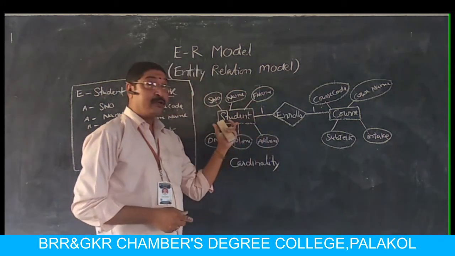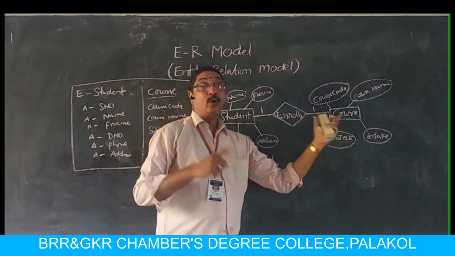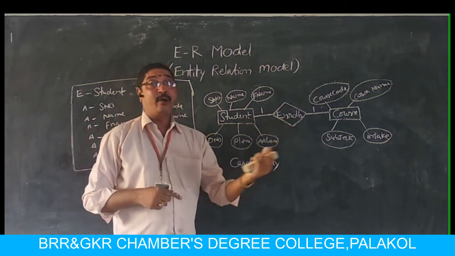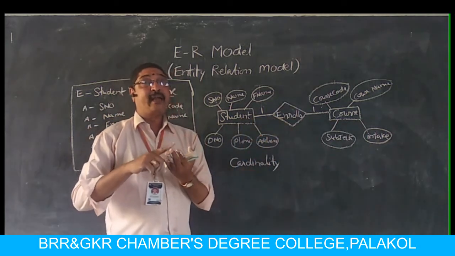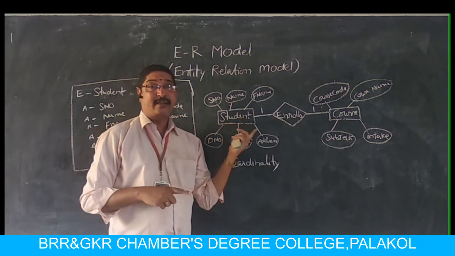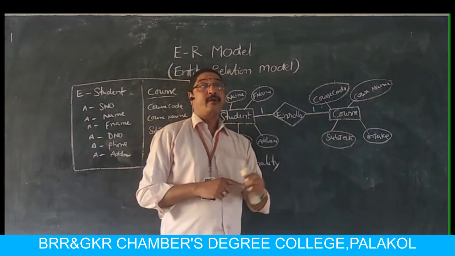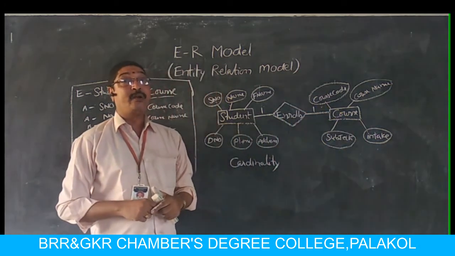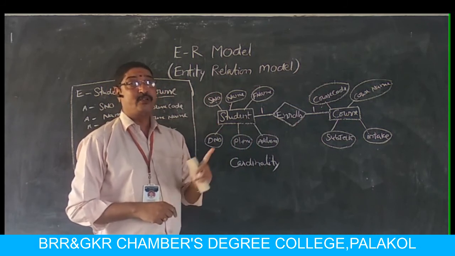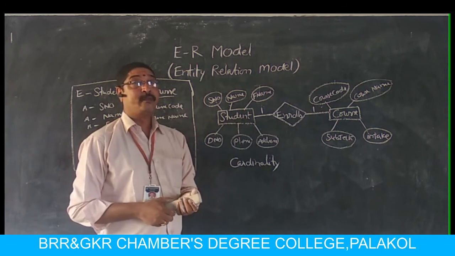That means from student side, only one event will be taken, and from course side, only one event will be taken. Suppose in course side, we will have BSc, BCom, BA, BBA. And in this side, we will have a student. A student can enroll into only one course. Like that, you can say, one student can enroll into one course. Here the cardinality is 1-to-1.